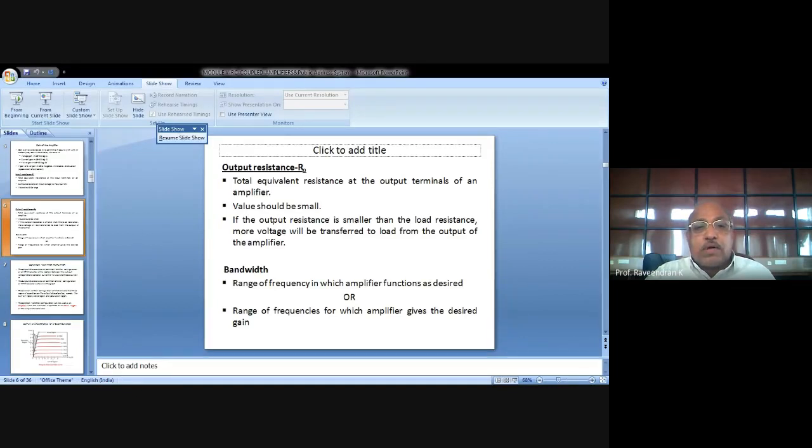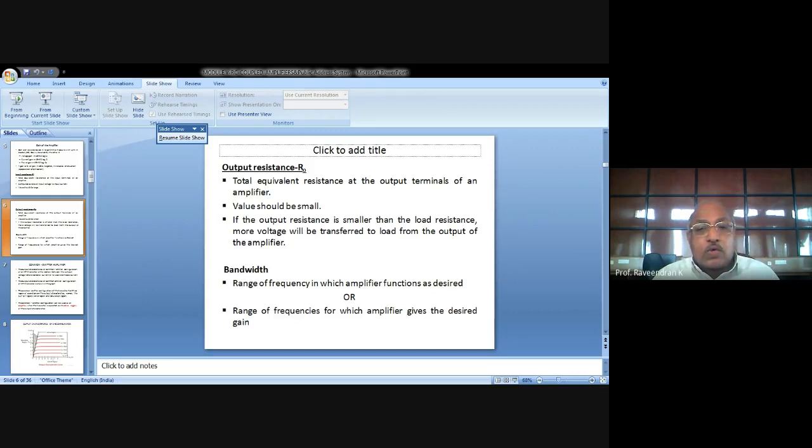We are not interested in this region and this region. This is the cutoff region and this is the saturation region. And these two regions are meant for operating the transistor as a switch, right? Transistor as a switch. What is the purpose of a switch? When you put on the switch, there will be current flow. That is the on condition. When you put off the switch, there is no current flow, isn't it? That is the off condition of the switch.